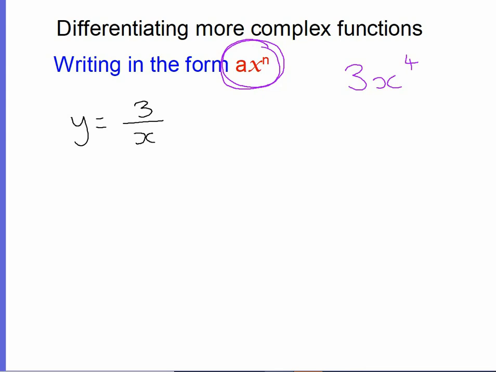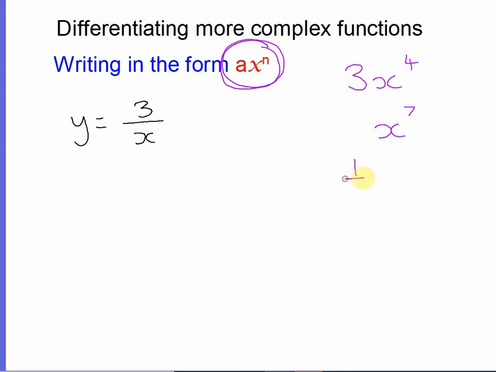That is easy to differentiate. Times by the power, reduce the power by 1. And the a is 3 and the n is 4 and the x is just the base value. This is the same. We just don't bother writing a 1 there, for example, but the a would still be 1, and we can differentiate these easily.